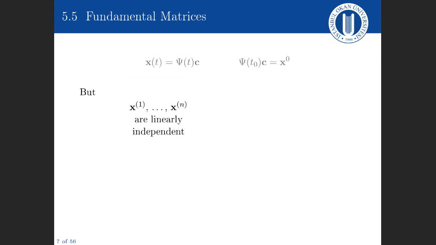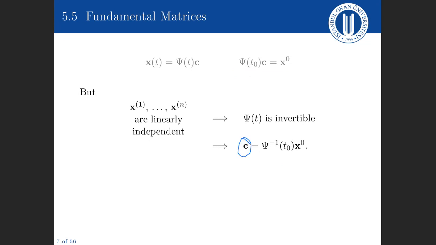But what can we say? Because we have a fundamental set of solutions, we have linearly independent vectors. That means that we have a matrix where each of the columns are linearly independent. That means we have an invertible matrix. Since we have an invertible matrix, we can take the equation at the top. Instead of writing fundamental matrix times c is equal to x0, I could apply the inverse of the fundamental matrix to both sides and get that the constant is equal to the inverse of the fundamental matrix calculated at point t0 multiplied by x0.